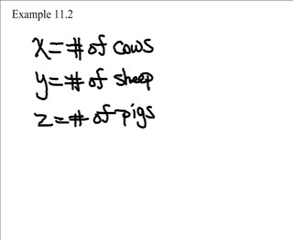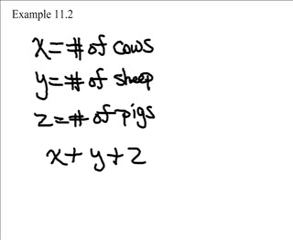So again, I'm going to let x equal the number of cows, y equal the number of sheep, and z equal the number of pigs. All right, I need to create two equations. The first one is x plus y plus z equal to 100, because we had 100 animals. So x plus y plus z has to add up to 100.